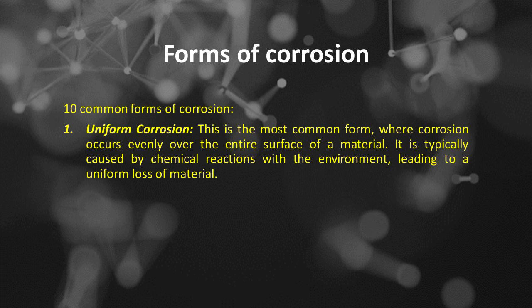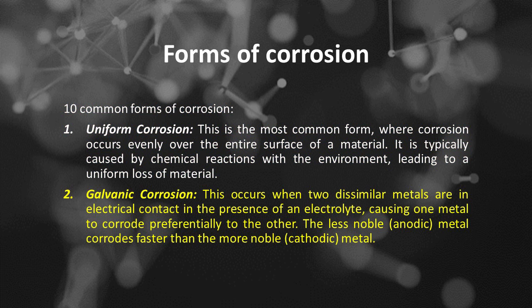This is the most common form, where corrosion occurs evenly over the entire surface of a material. It is typically caused by chemical reactions with the environment, leading to a uniform loss of material. Number 2 is called galvanic corrosion. This occurs when two dissimilar metals are in electrical contact in the presence of an electrolyte, causing one metal to corrode preferentially to the other. The less noble, anodic, metal corrodes faster than the more noble, cathodic, metal.